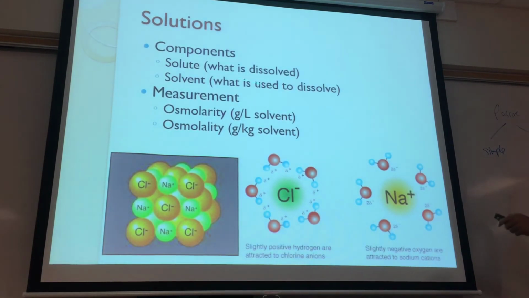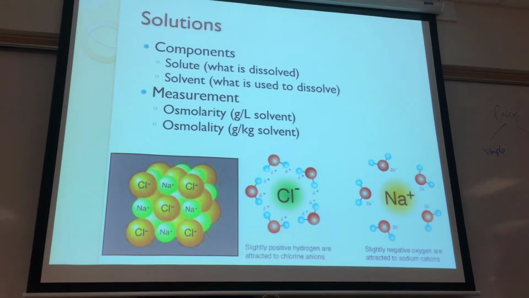Number one, the solute, what is dissolved. The solvent is what is used to dissolve that solute. So to give you an example of sugar water, sugar is the solute, while the solvent is water. Hence why when we talk about water, aqueous environments, water is that universal solvent.